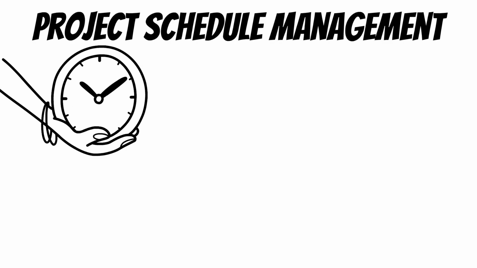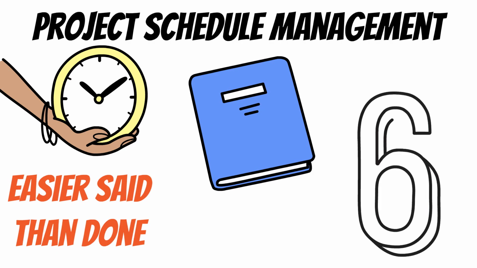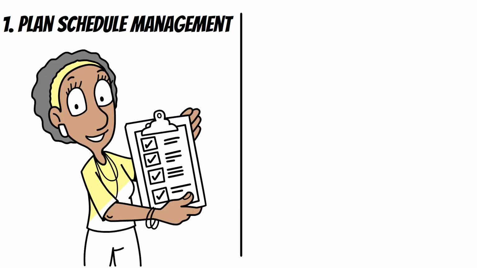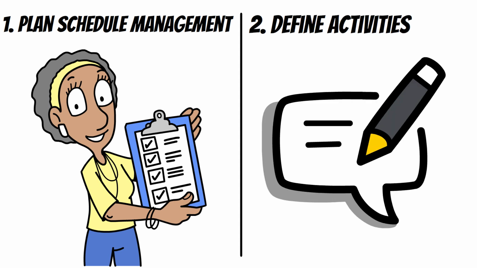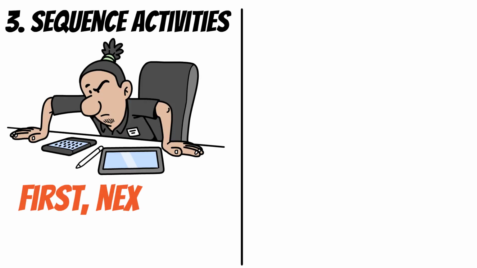Project schedule management is all about making sure things get done on time, which, let's be honest, is easier said than done. The PMBOK breaks it down into 6 processes. 1. Plan schedule management. We build the game plan. 2. Define activities. We list all the work that needs to be done. 3. Sequence activities, and we figure out what needs to happen first, next, and last.